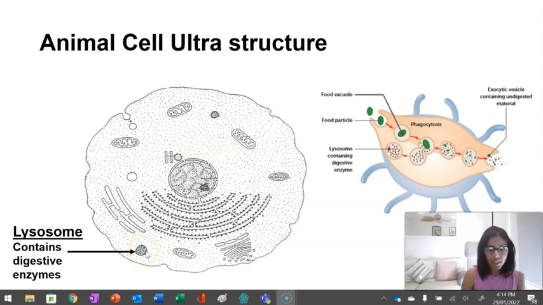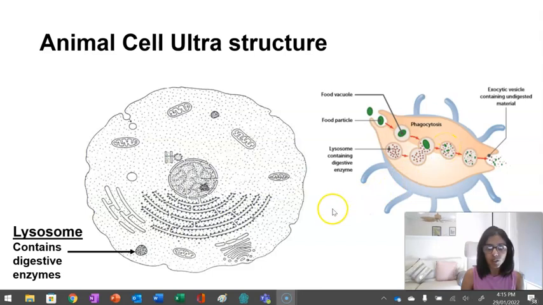What these do is these are packets of vesicle that contain really strong digestive enzymes. So if anything gets into your body, such as a food particle that doesn't need to be there, or a piece of bacteria, this lysosome, this packet of digestive enzyme, will fuse with it and destroy it.